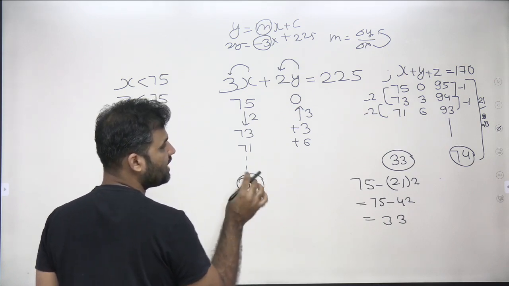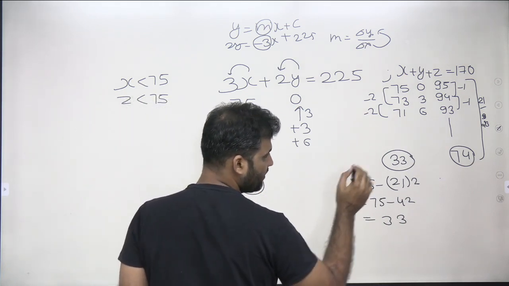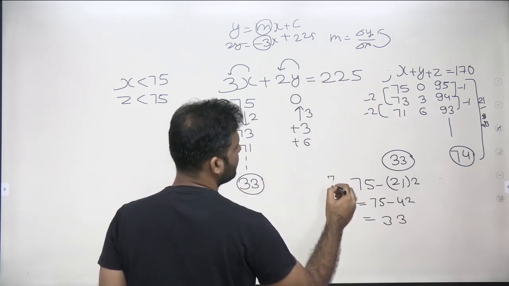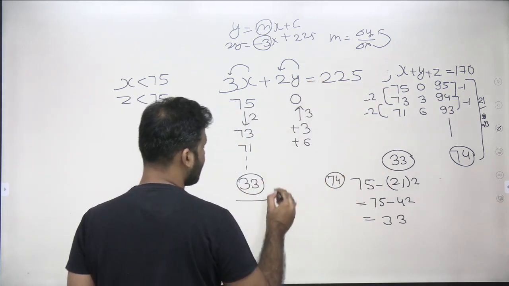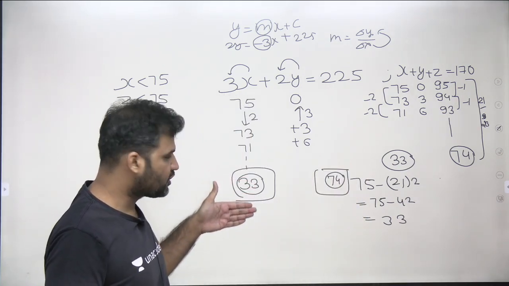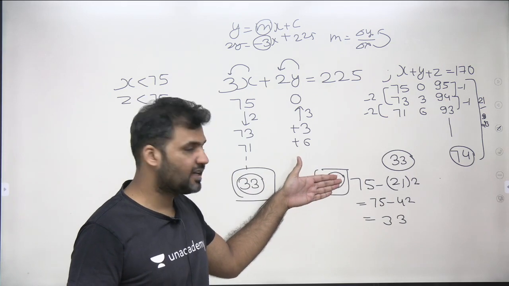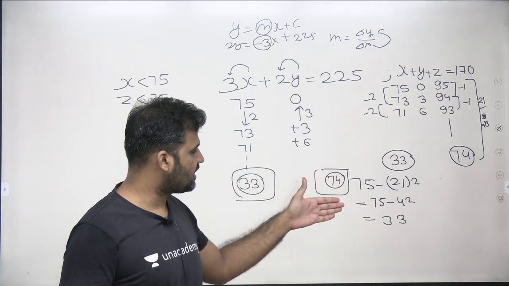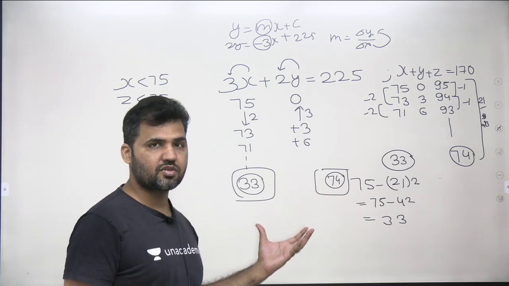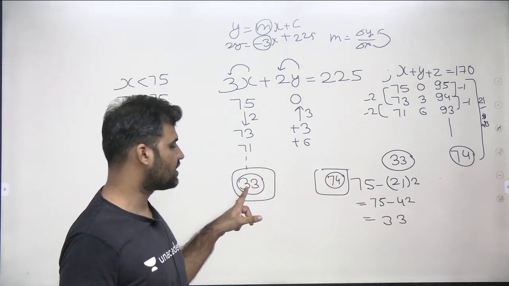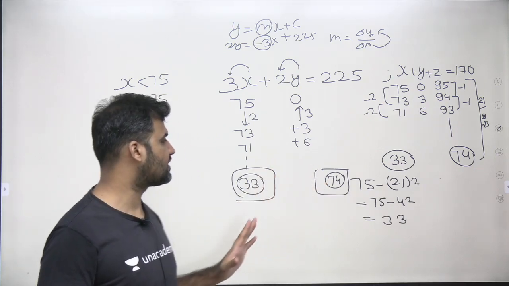So the first value where you will get the z value satisfying this expression is x as 33 and z has to be 74, and these are the maximum possible values, because after that x gets decreased by 2, but z gets decreased by 1. So if x further decreases by 2 and z decreases by 1, the total will get reduced. I need the maximum of x and z satisfying this equation. So the maximum value of x is 33 and the maximum value of z is 74.